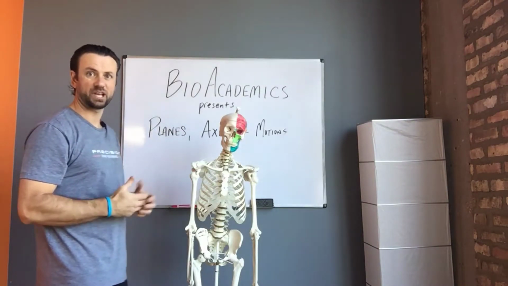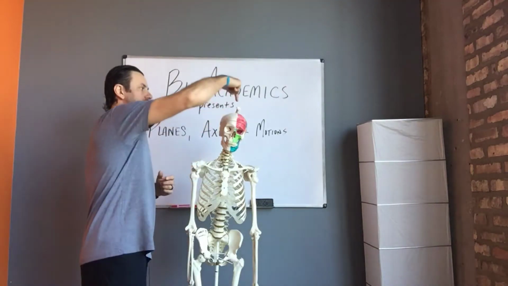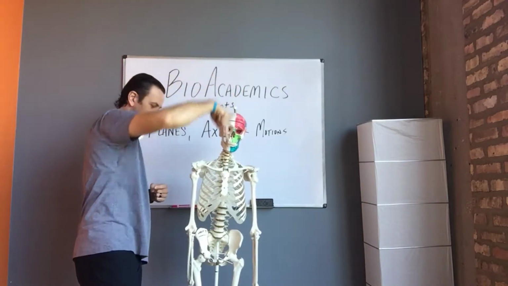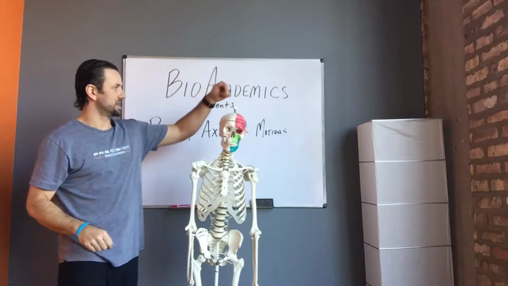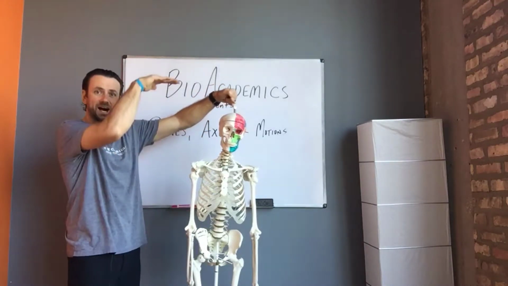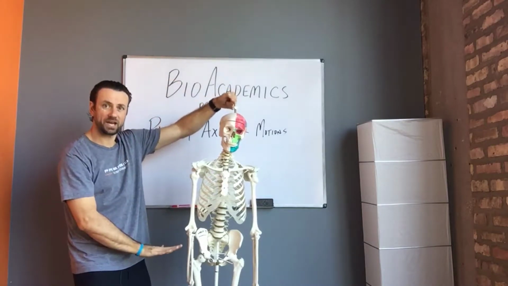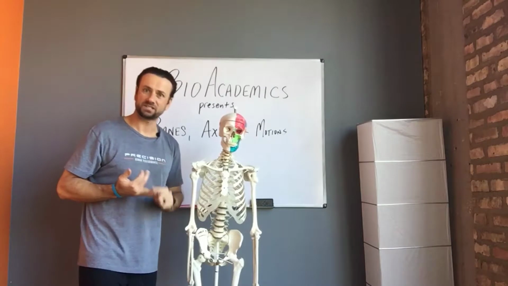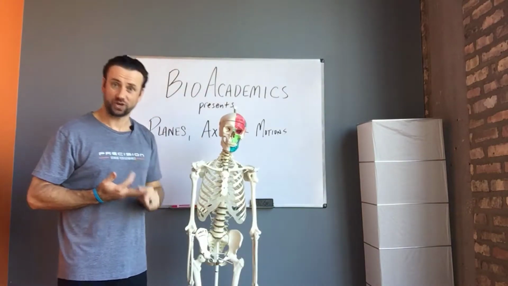And then the transverse plane, kind of simple, right? It's using this guy's base all the way up through, and we're basically just chopping him into top and bottom halves. So: frontal plane, sagittal plane, transverse plane.